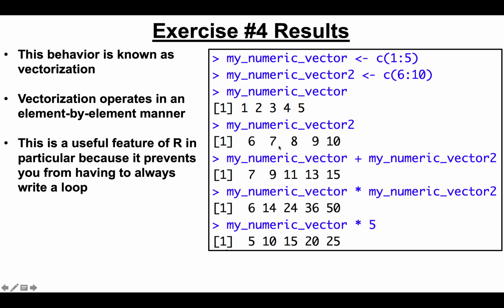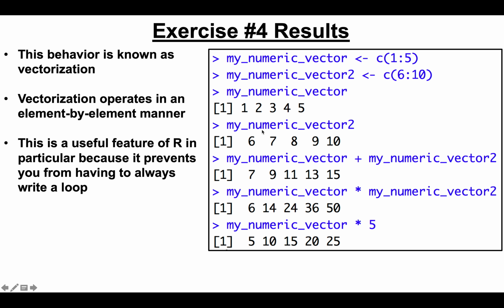In other languages, you would often have to write a loop, a bit more complicated piece of code, to add up each element of these vectors. But R just understands that oftentimes when we're working with vectors, that's what we would want to happen. Similarly, when we multiply vectors, it's going to do it element by element.